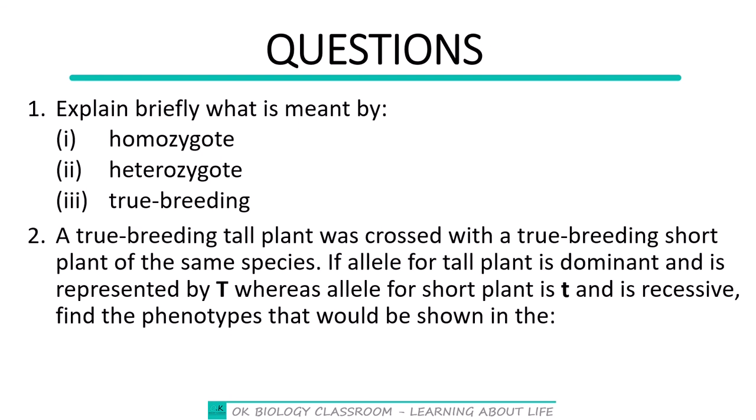Question 2. A true breeding tall plant was crossed with a true breeding short plant of the same species. If the allele for tall plant is dominant and is represented by a capital T, whereas the allele for short plant is small t and is recessive, find the phenotypes that would be shown in A. F1 generation, B. F2 generation.